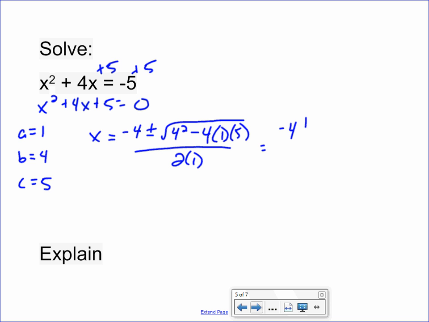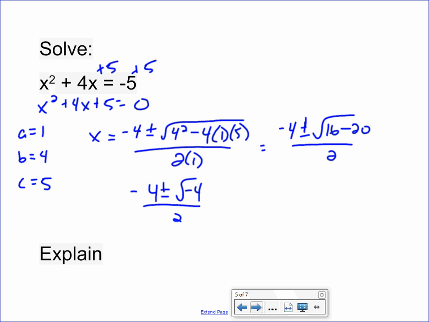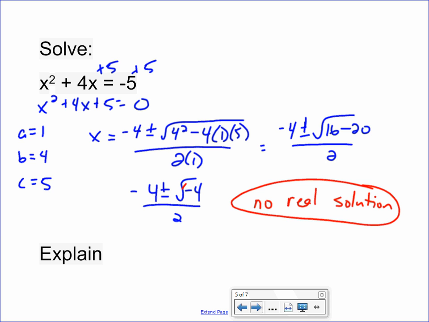So if I just do my work here now, the square root of 16 minus 20, all over 2. This here would then be negative 4 plus or minus the square root of negative 4 over 2. So if I tried to take the square root of negative 4, I would find out that's not possible on my calculator. So we say that there's no real solution. So why is there no real solution again? There's no real solution because we can't take the square root of a negative. So again, that discriminant value is a negative, so we cannot take the square root of it, so there's no real solution.